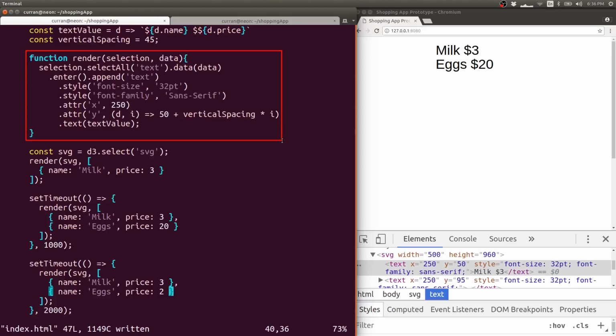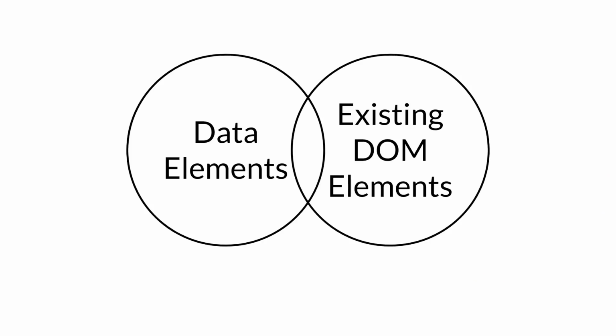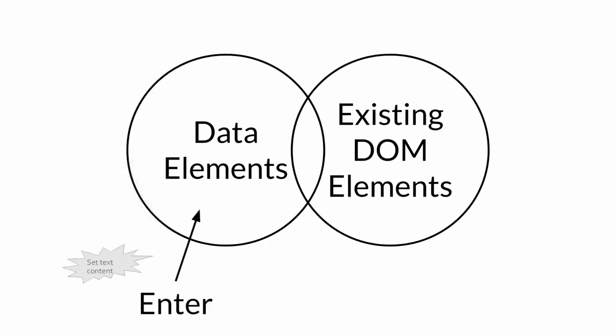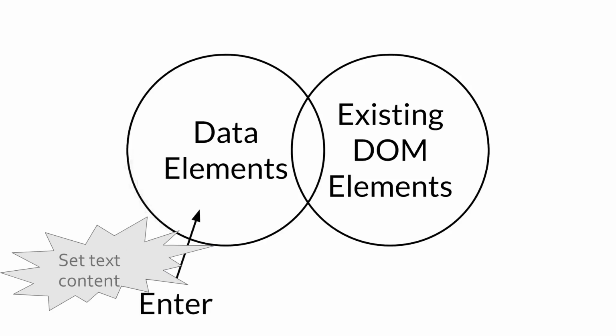Let's take a look at our render function. This piece of code here creates the data join. The select all part finds the existing DOM elements. The value returned from .data is our update selection, also called the data join. Our code currently appends a new text element on enter. Our code also sets the text content on enter.